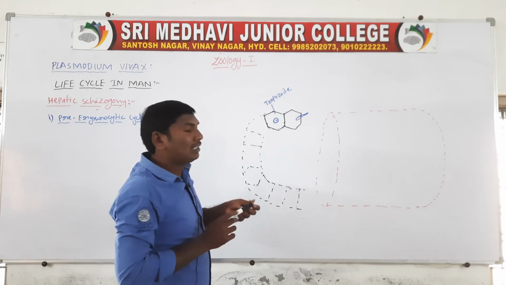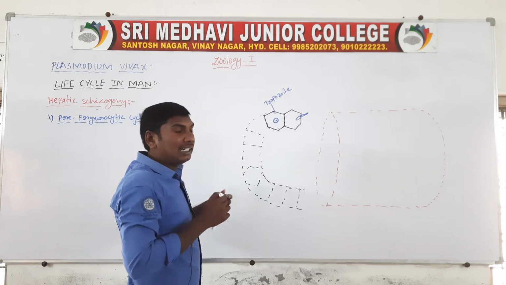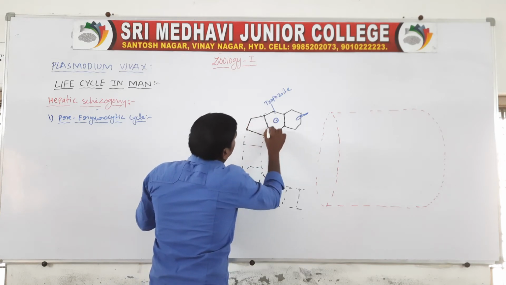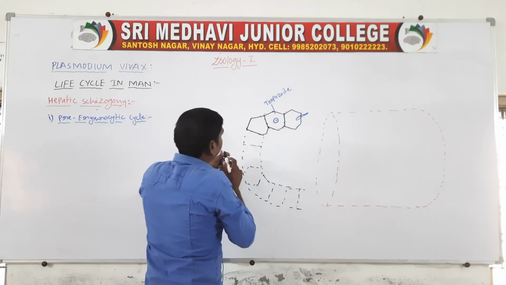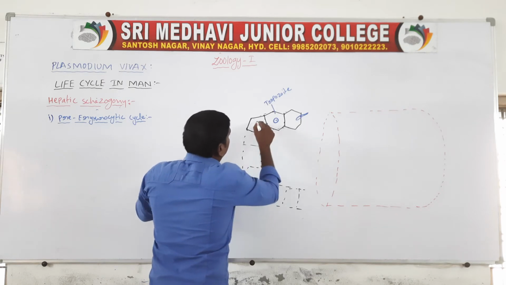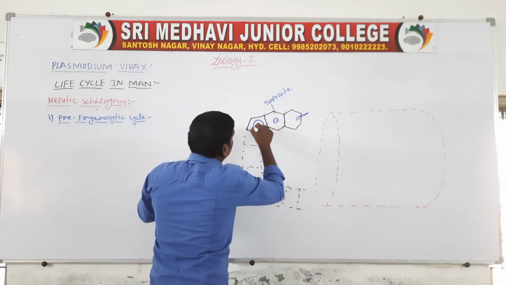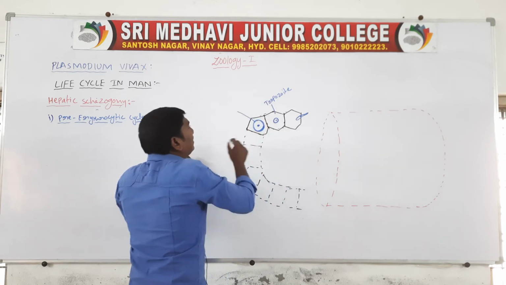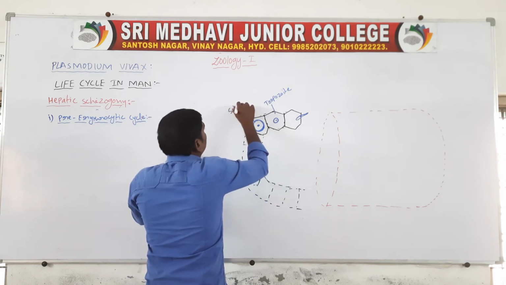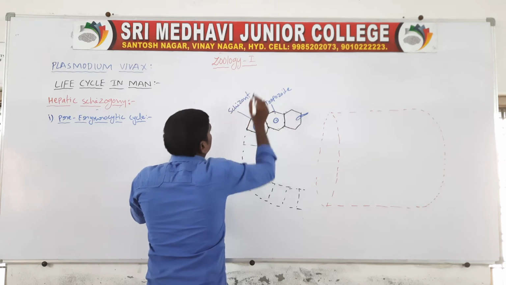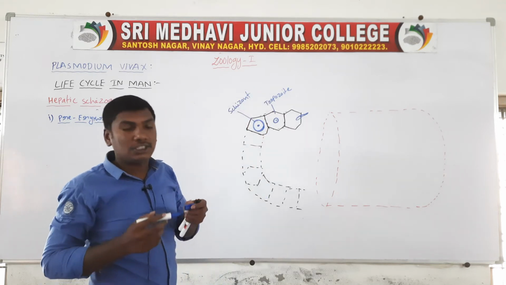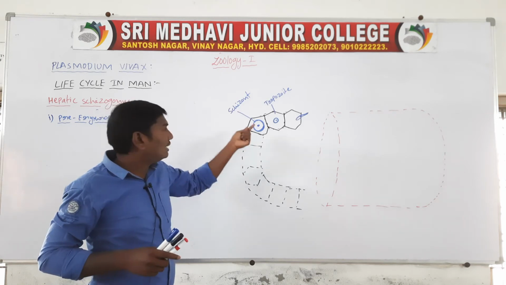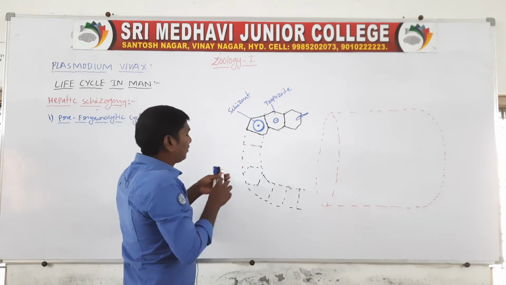Next one, they increase in size, an increase in the body size. So this stage is called the schizont stage. Next one, in this schizont stage, the nucleus and cytoplasm.